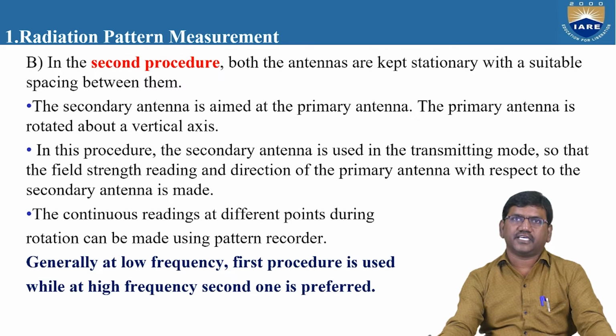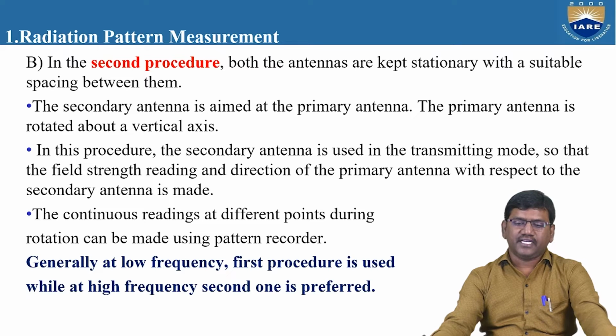In the second procedure, both the antennas are kept stationary with a suitable spacing between them. The secondary antenna is aimed at the primary antenna. The primary antenna is rotated about a vertical axis. So in this procedure, the secondary antenna is used in the transmitting mode so that the field strength reading and the direction of the primary antenna with respect to the secondary antenna is made.